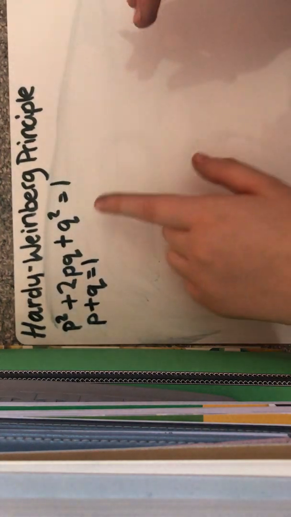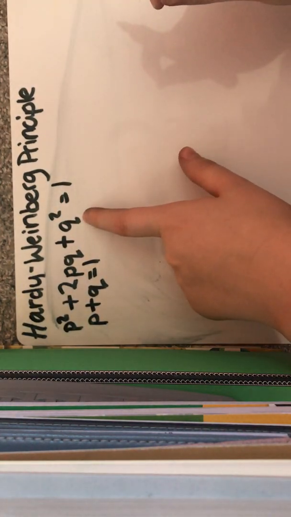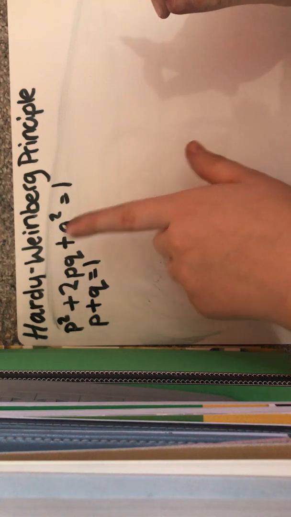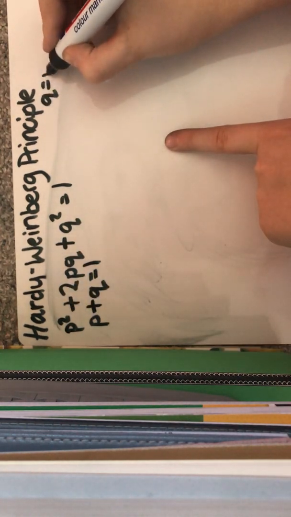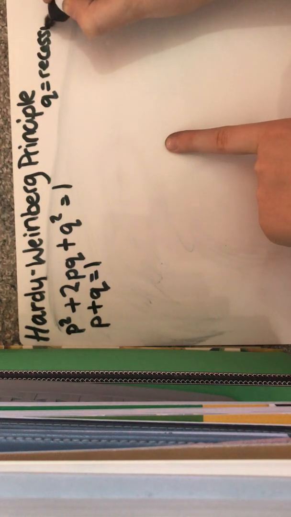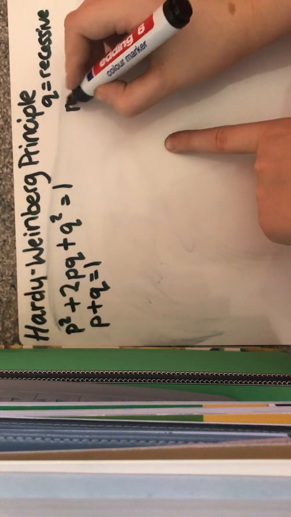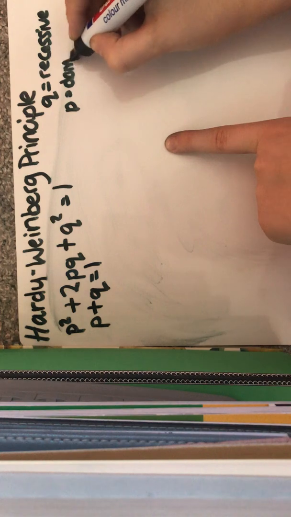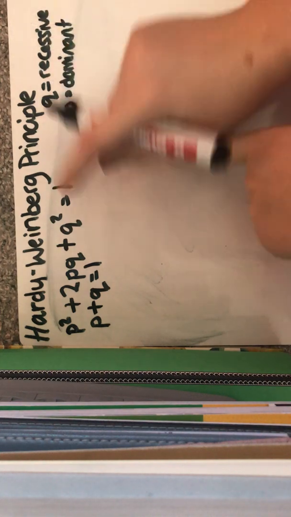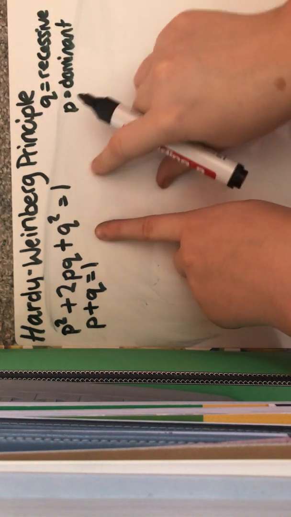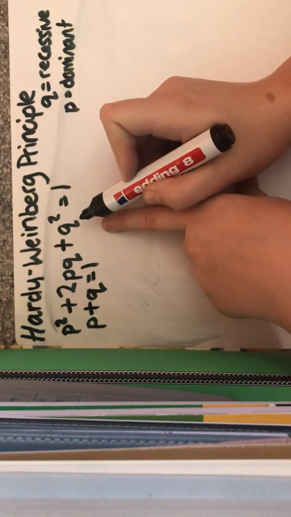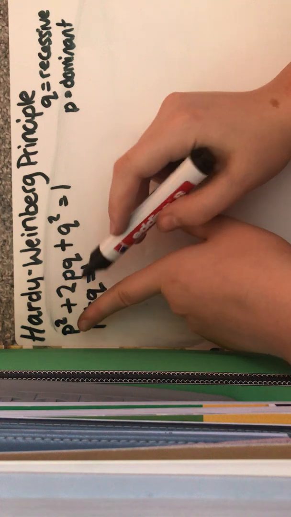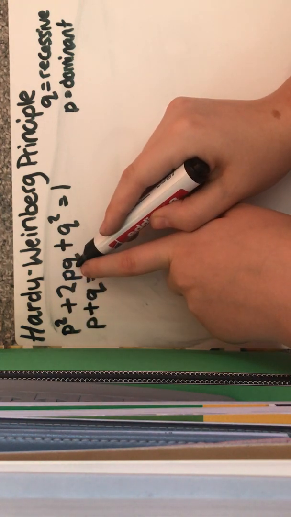And what we mean by this is q is the recessive allele and p is the dominant allele. So q is recessive and p is dominant. So when we're saying q squared, it just means qq. So recessive and recessive, it means homozygous recessive. This means homozygous dominant, and this is the heterozygous.